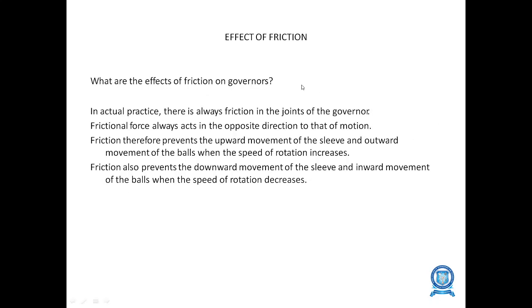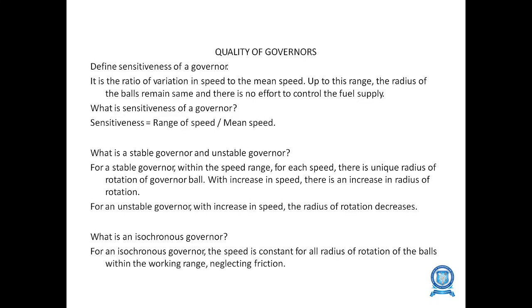So friction plays a major role in governor. So effects of friction are: there is always friction in the joints of the governor. The frictional force always acts in the opposite direction to the motion. The friction therefore prevents the upward movement of the sleeve and outward movement of the balls when the speed of rotation increases. The friction also prevents the downward movement of the sleeve and inward movement of the balls when the speed of rotation decreases.